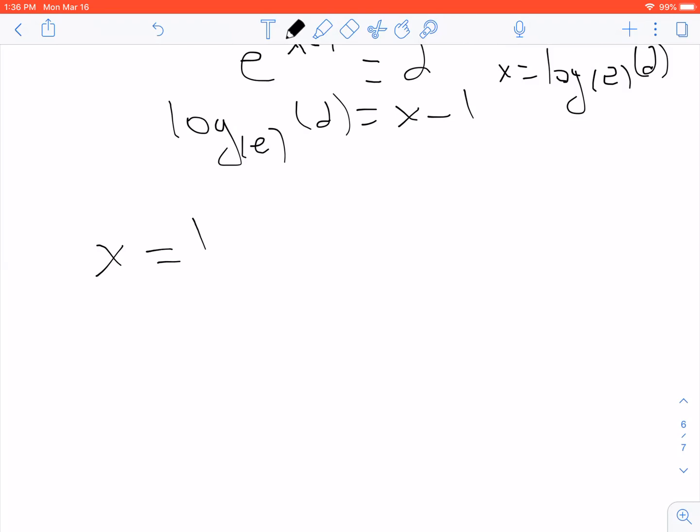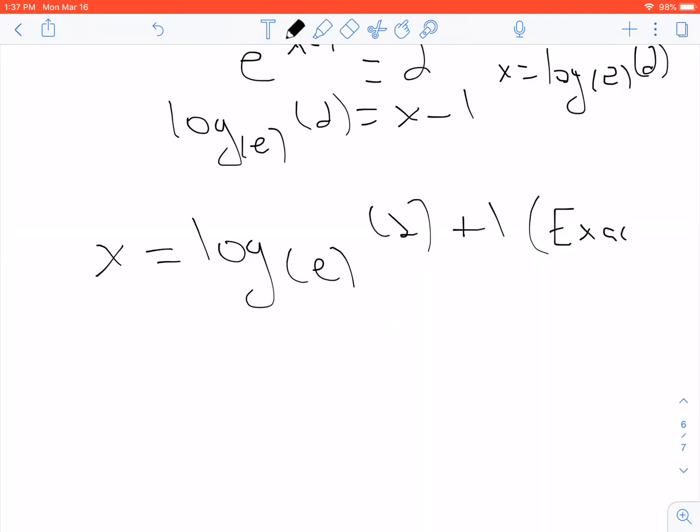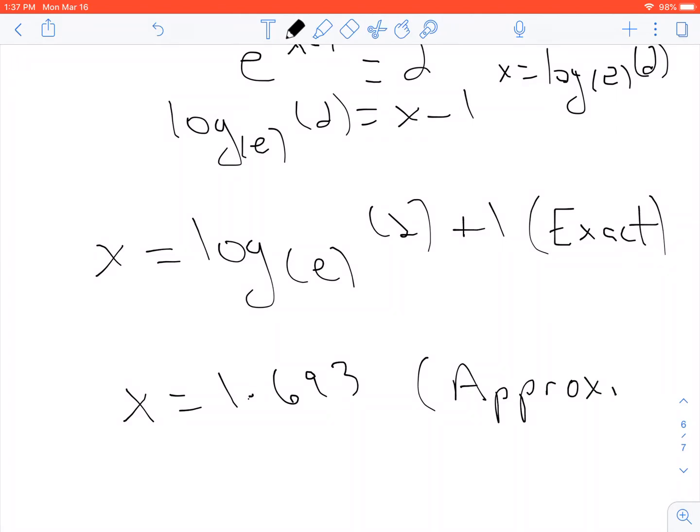X equals log base e of 2 plus 1. So that's our exact answer. I'm just going to write exact. For our approximate, Ms. Craddock did it for us: x equals 1.693, and that is your approximate. So I'll just abbreviate that, or I'll just spell it for you. Approximate. There we go.